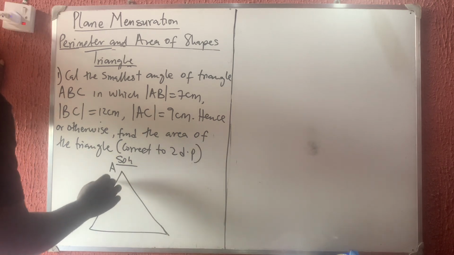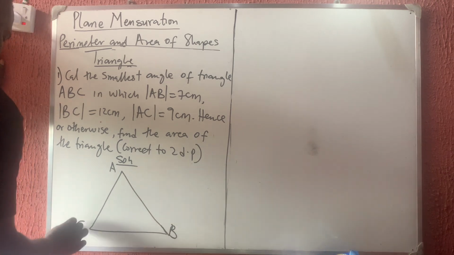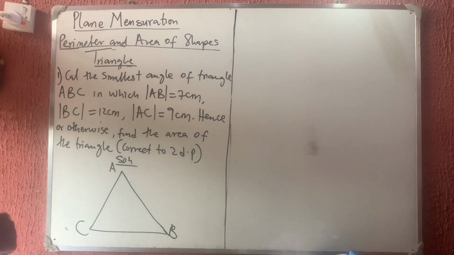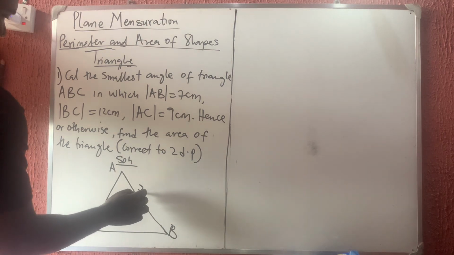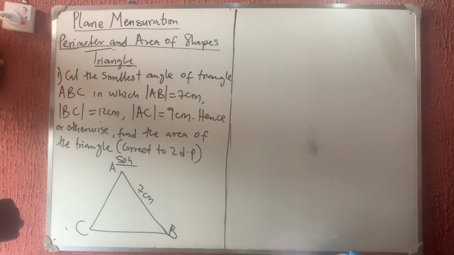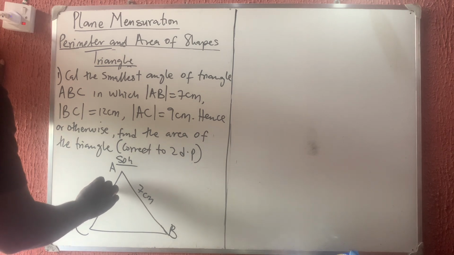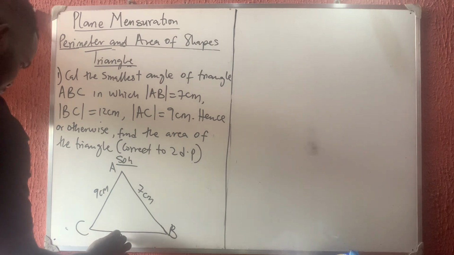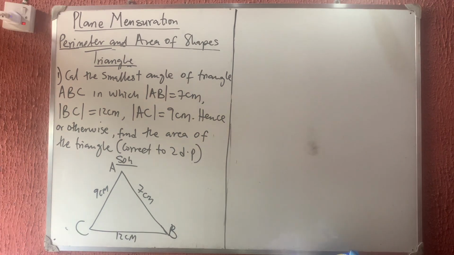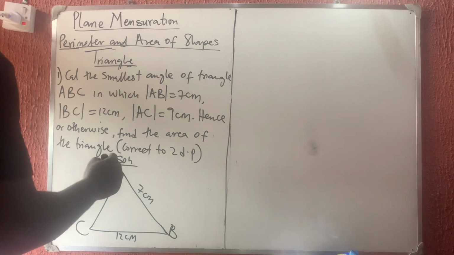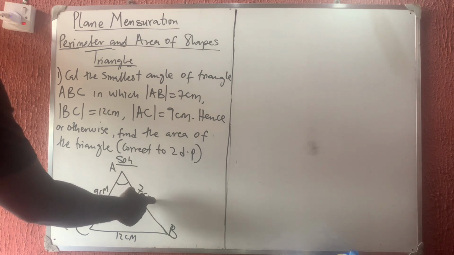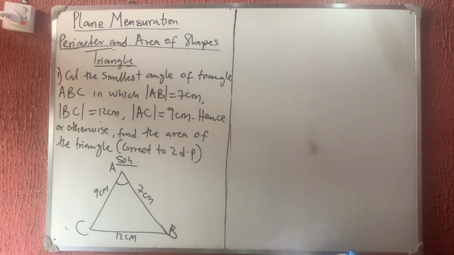This is our A, B, and C. They told us that line AB is 7, so here is 7 cm. They told us line AC is 9, so here is 9 cm, and then here is 12 cm. So obviously the angle that should be the smallest is this one that is in between these two small angles. So it is obvious.